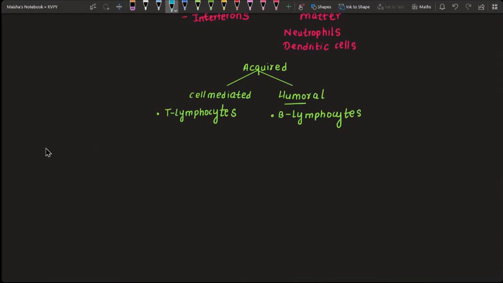This was a brief introduction to innate and acquired immunity. Now I'm going to say what actually happens when a pathogen has entered the body. When the pathogen has entered the body, the macrophages of the innate immunity will detect it and will engulf it. Now after this has happened, some of the macrophages will alert the T lymphocytes.